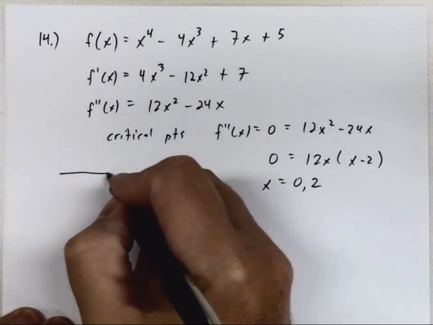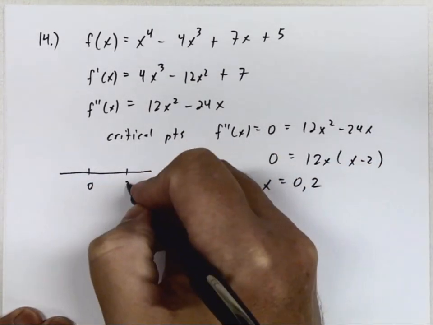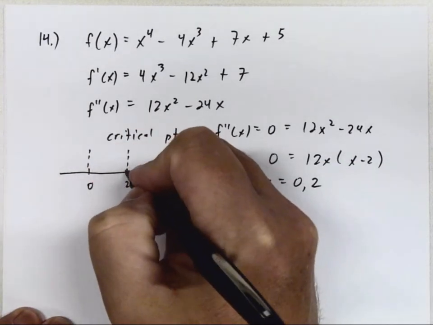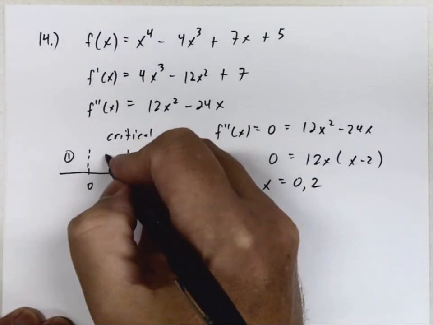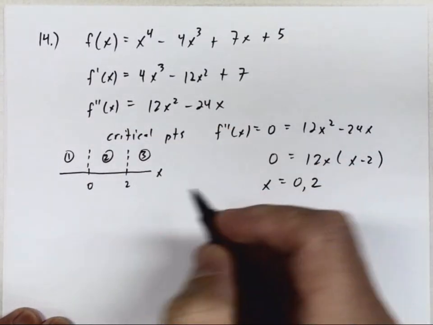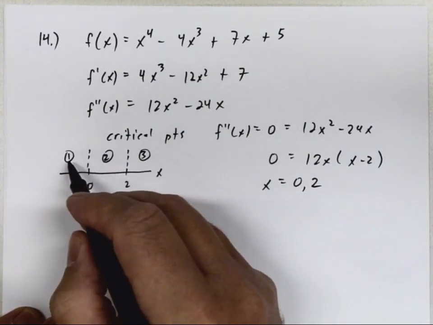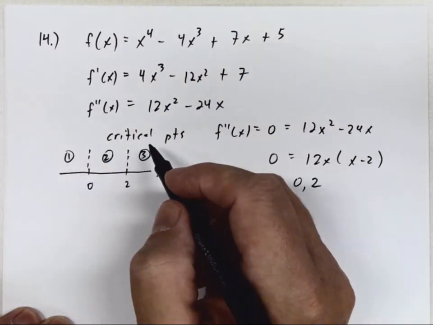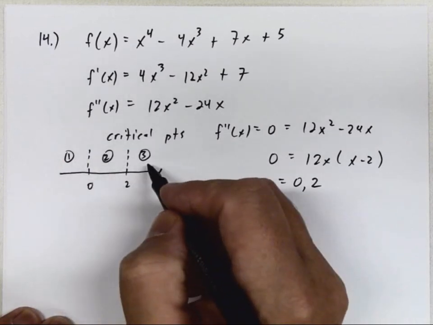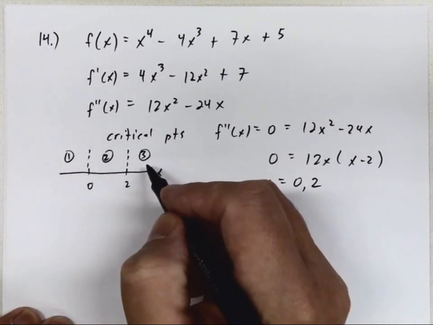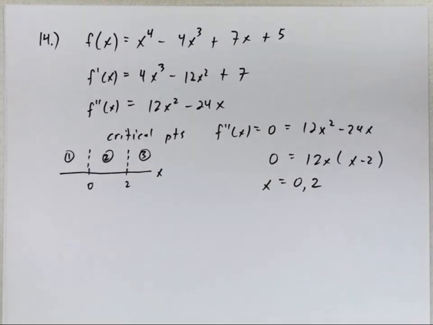So now I'm going to make a little graph here, break it up into regions. So 0 and 2 are my critical points. So there are 3 regions. So once again, what's going to happen is, in each of these regions, this function is going to be concave up or concave down. And it's not going to change within each region. So now our job is to simply go into these 3 regions and determine whether it's concave up or down.